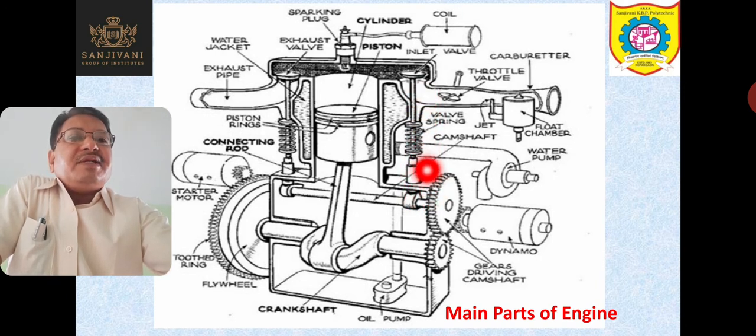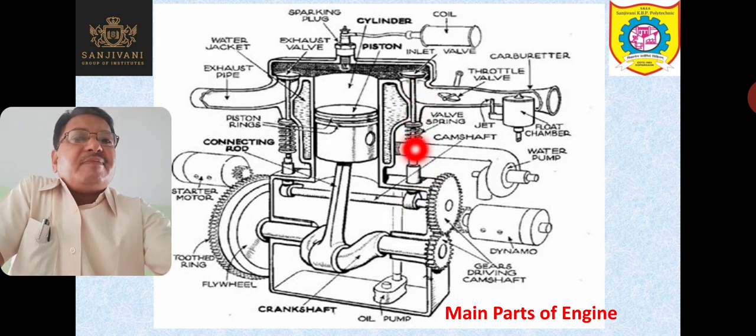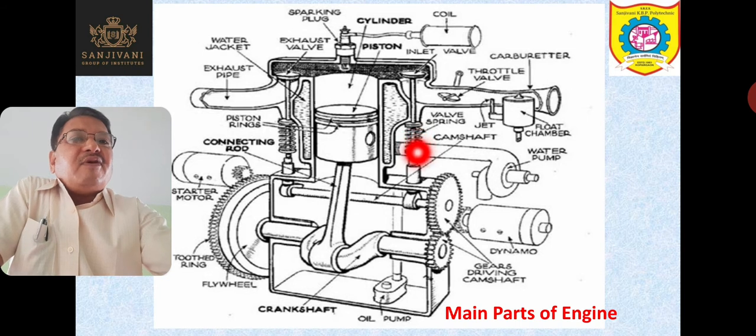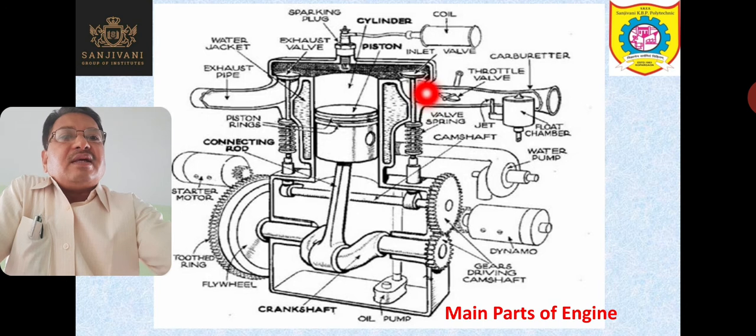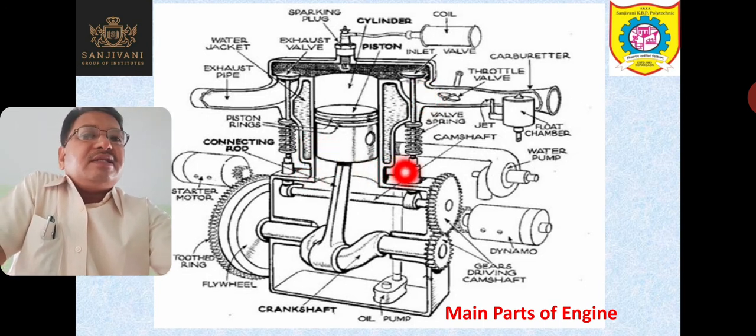Now mounted on this camshaft, you can see that the valves are there. So sometimes between the valve and the camshaft the rocker arm is present. Here the rocker arm is not shown, but directly you can see that the valves are being operated by the cam, and there is a spring, that is the valve spring. So the spring keeps the valve normally closed, and as the cam rotates, the valve will be opened, right? So there are two valves, one is the inlet valve, the other is the exhaust valve.